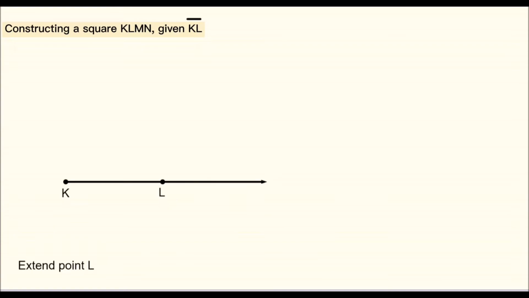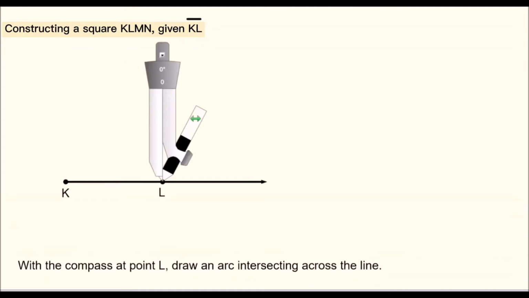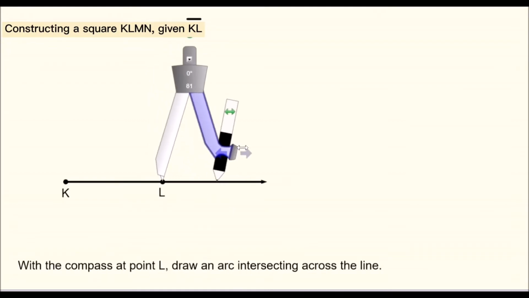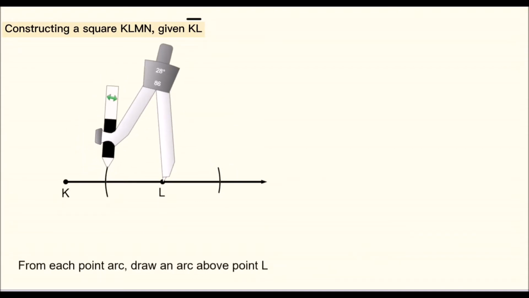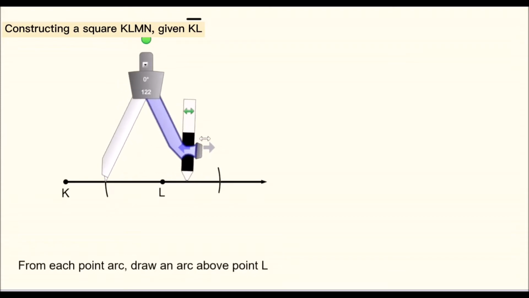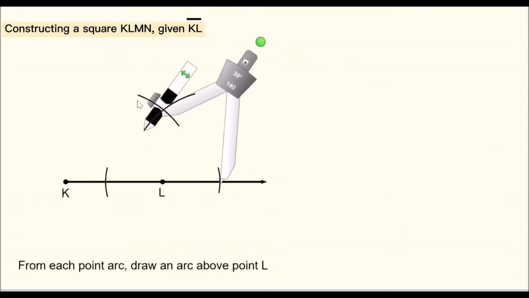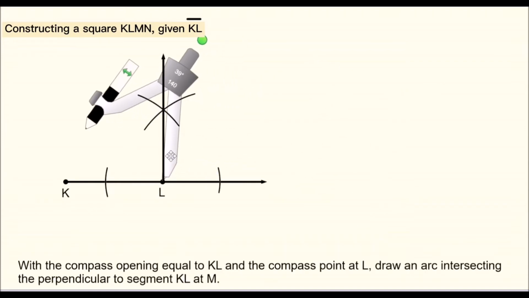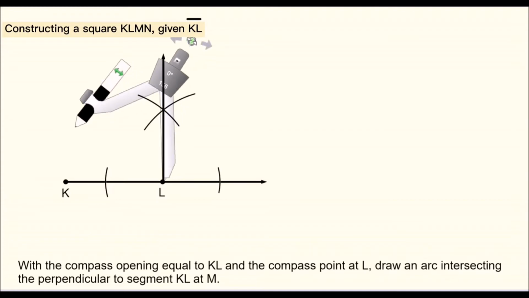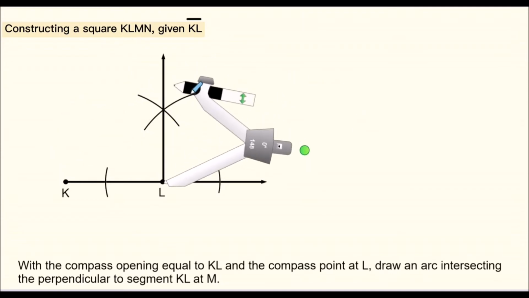Extend point L. Construct a line through point L that is perpendicular to segment KL. With the compass at point L, draw an arc intersecting across the line. From each point of the arc, draw an arc above point L. Connect point L and the intersecting arc. With the compass opening equal to KL and the compass point at L, draw an arc intersecting the perpendicular to segment KL at M.